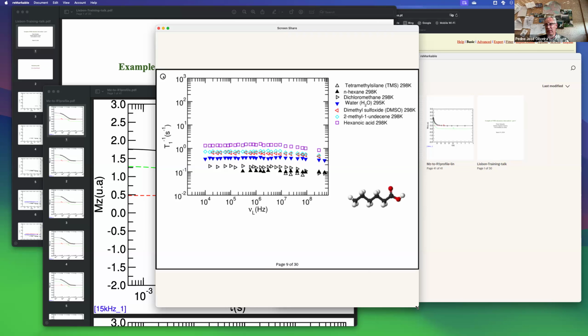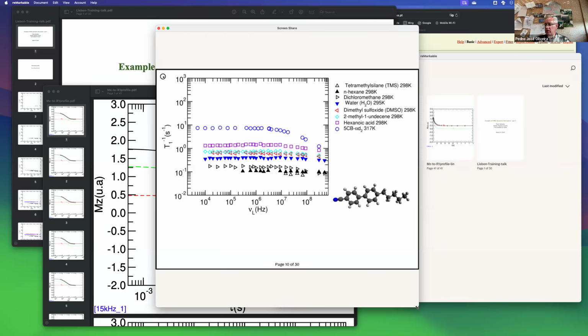Moving to another, hexanoic acid. It's also an elongated molecule, probably not as long as the previous one, but this one has a polar group. There is some polarity in this terminal group, and we see a little bit better, at least we can perceive slightly a dispersion, a slight change with the frequency, very small still.